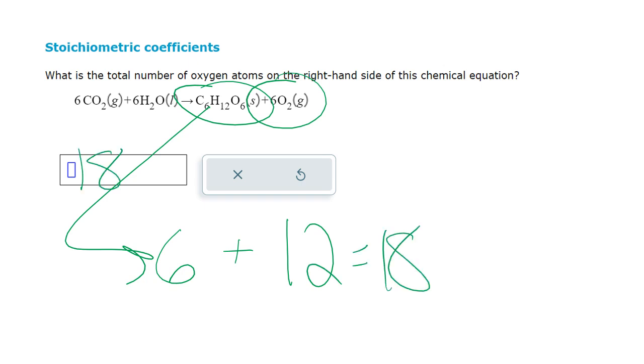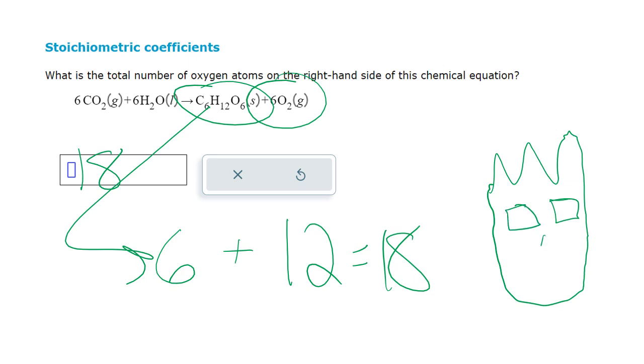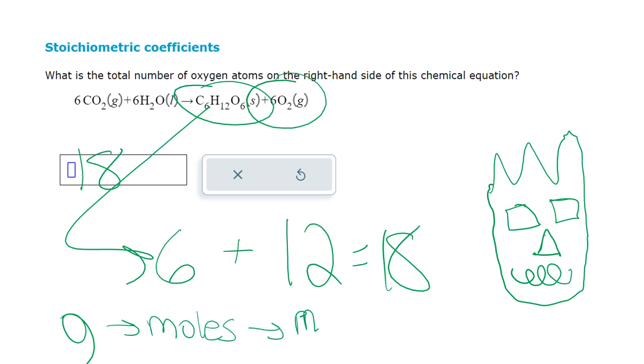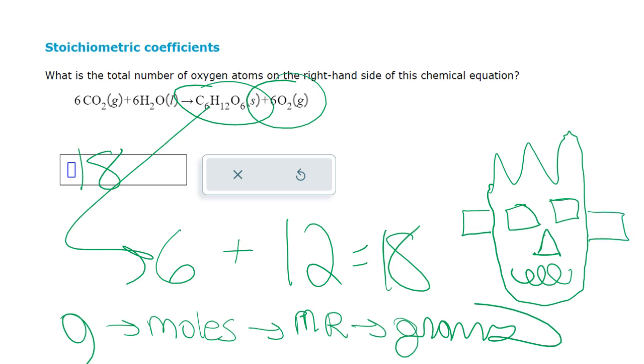So I think the big thing for you to review is the limiting reagent and excess reagent, and grams to moles to mole ratio to grams. It takes some practice, but it's the same process over and over again. And that is it.